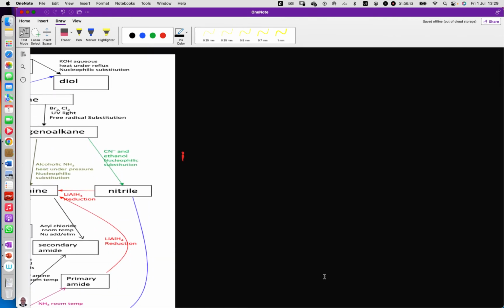I said aldehydes can undergo reduction. Reduction of aldehydes to primary alcohol. For instance, let me use an example of propanal. Propanal is CH3, CH2, and CHO.